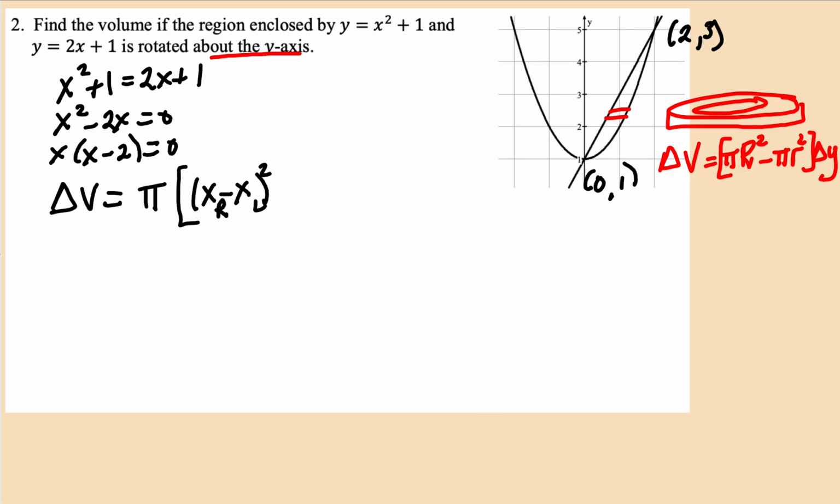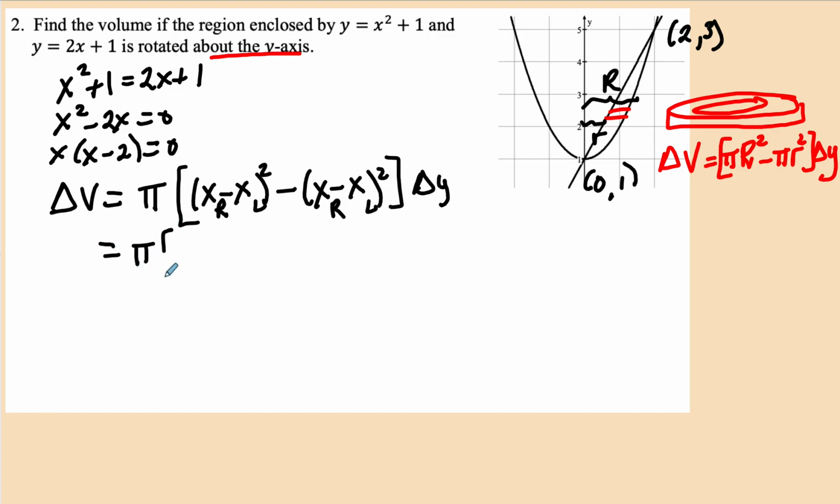Now this x, let's go ahead and make sure you understand. This is going to be our big radius here, and this will be our little radius here. So our big radius is x on the right minus x on the left, squared, minus, for my little radius, x on the right, x on the left, quantity squared. And that is representing the area of the base, which is the two circles being subtracted, and then the thickness will be delta y.